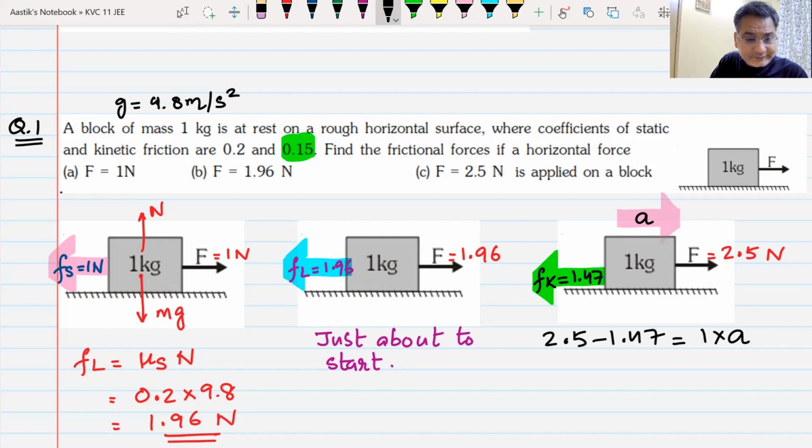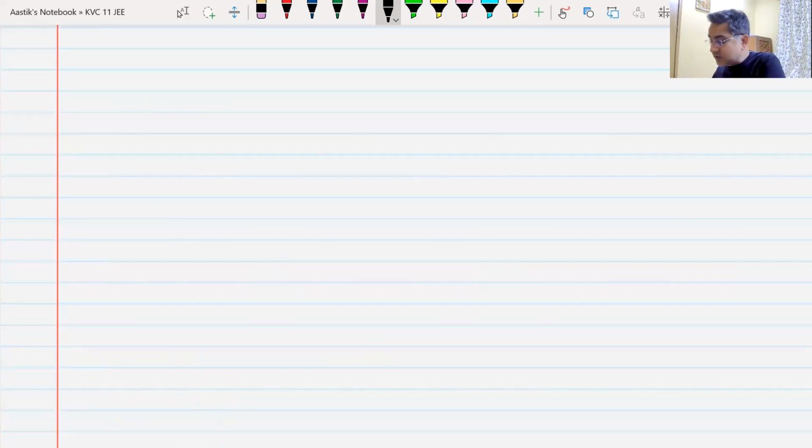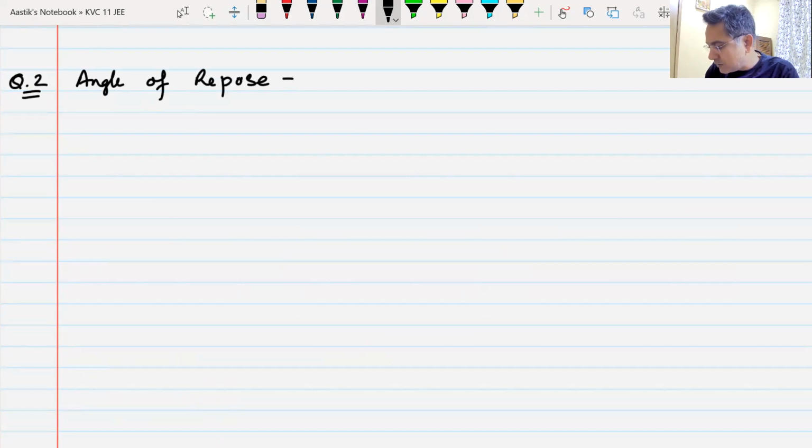Everyone is ready? This is the question that I am going to go over. Question number 2. The angle of repose for a body is given as 45 degrees. Whatever that means, I don't know.